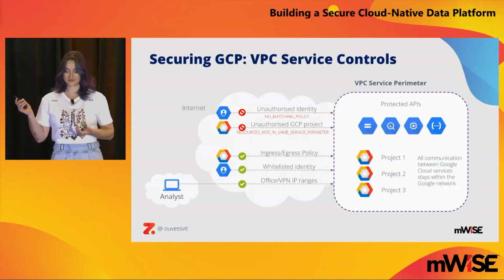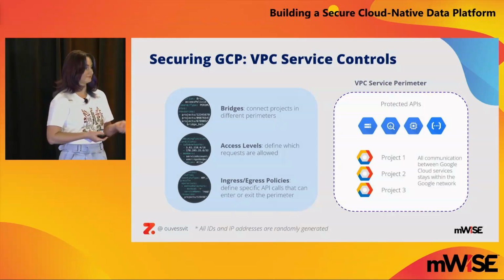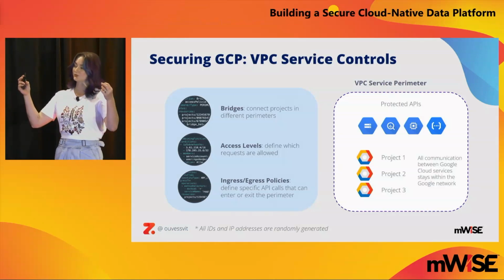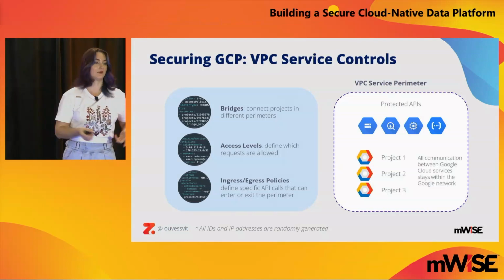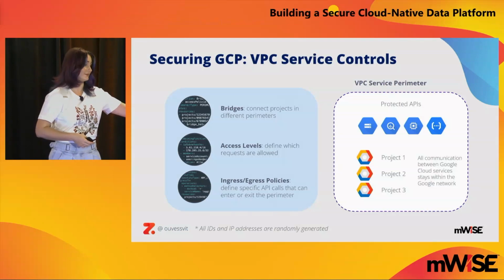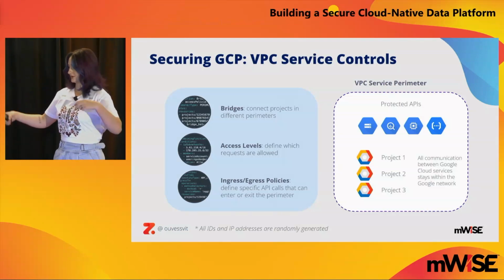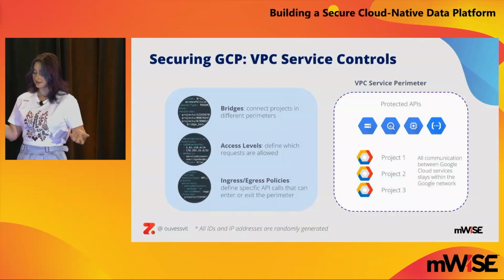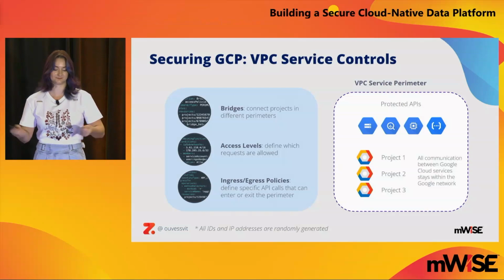The way you can allow different things, you have 3 options. First one is bridges. Bridges allow you to connect 2 projects in different perimeters. Maybe you want to allow communication. Maybe you have an orchestrator running in one perimeter and your Kubernetes cluster in another, and you want to orchestrate something. You can connect them with bridges, and that will allow the communication between different perimeters.